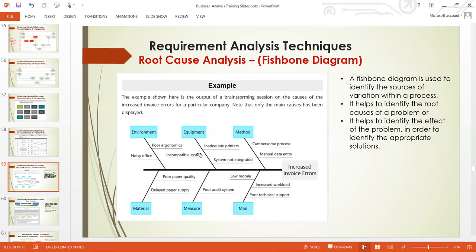The system is not integrated because, you see, their systems are not compatible. And because their systems are not compatible, that's why they are finding it hard to integrate their systems. So the IT department is in a mess. So in order to solve this, they need to make sure that they have compatible systems they are using within the IT department that can be integrated very well for seamless data communication.